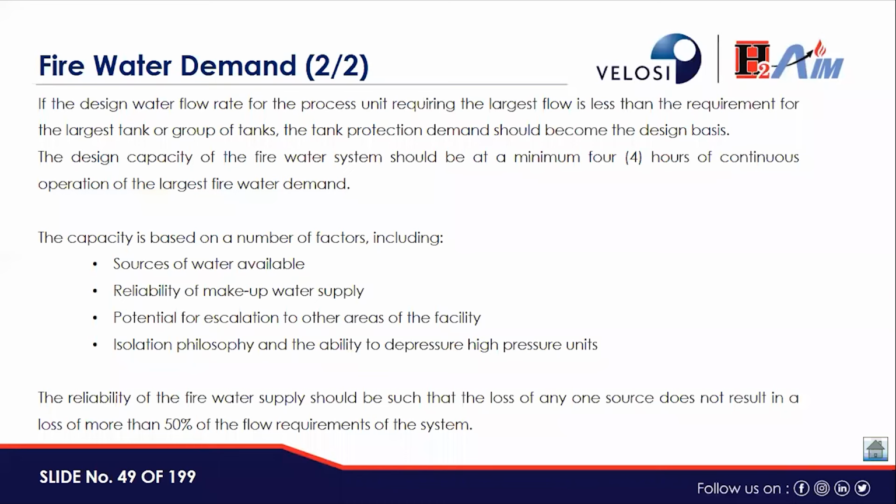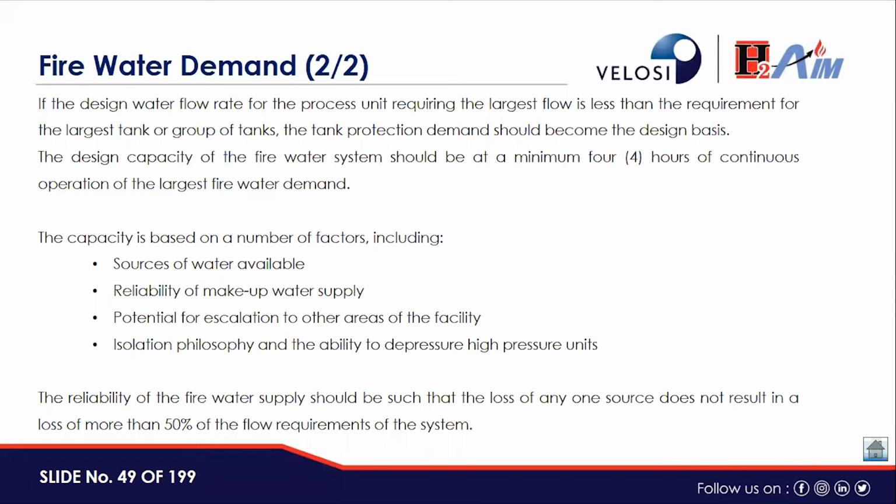The capacity is based on a number of factors, which include isolation philosophy and the ability to depressurize the high pressure units, sources of water available, potential for escalation to other areas of the facilities, as well as the reliability of the makeup water supply. The reliability of the fire water supply should be such that the loss of any one source does not result in a loss of more than 50% of the flow requirements of the system.